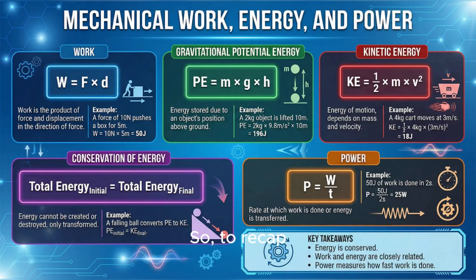So, to recap, work is force over a distance, potential energy is stored energy of position, and kinetic energy is the energy of motion. Energy is always conserved, it just transforms, and power is the rate at which you do that work. Understanding these ideas is key to seeing how the world around us functions.